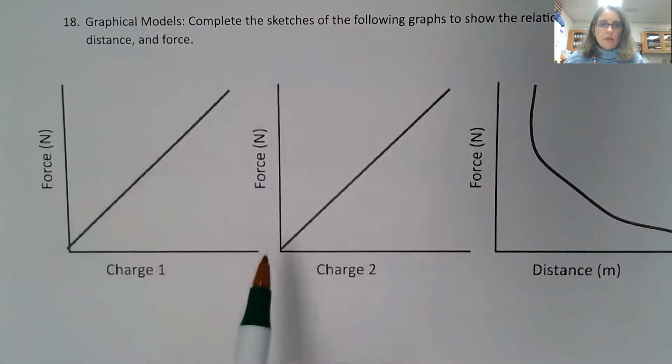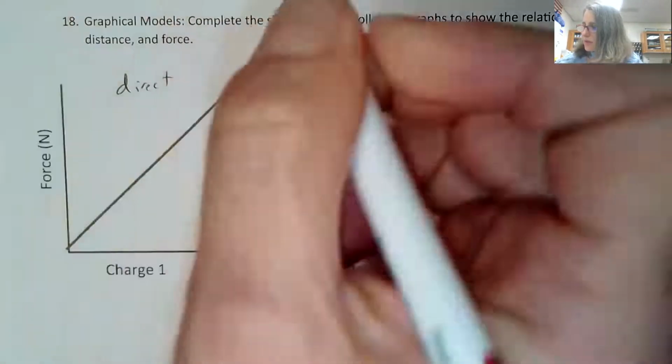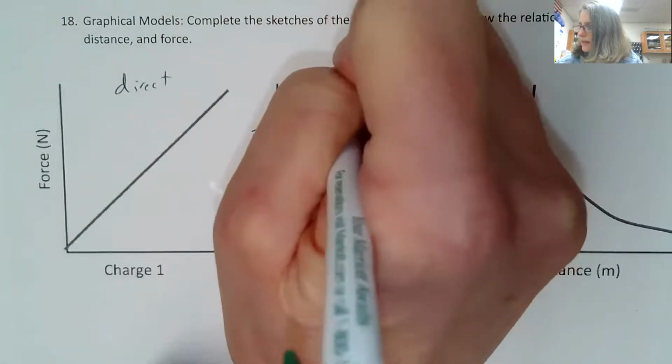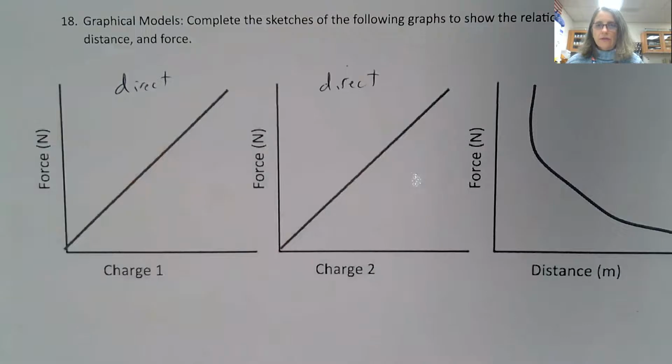So finally, charge and force is what we call a direct relationship. So anytime you have a direct relationship, the graph is going to be a straight line going up, because as you increase charge, you're going to see an increase in force.